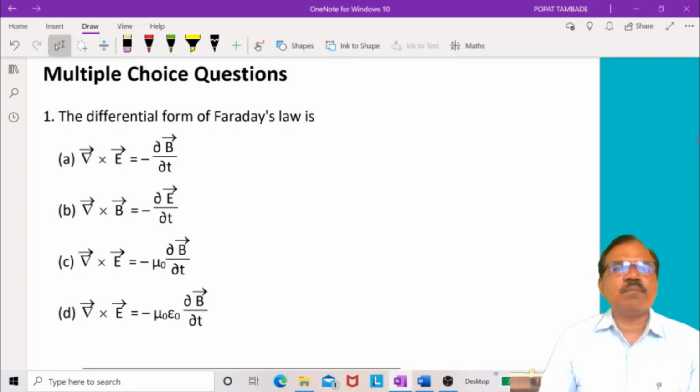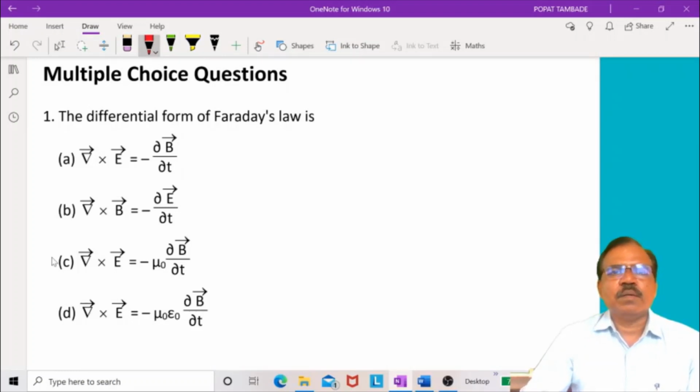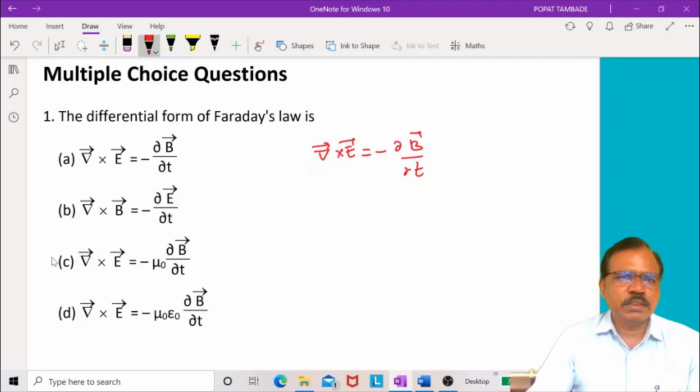The differential form of Faraday's law is, now the differential form of Faraday's law is del cross E is equal to minus ∂B by ∂t. This is the differential form. So if we see out of these, this first one is correct. Del cross E is equal to minus ∂B by ∂t.